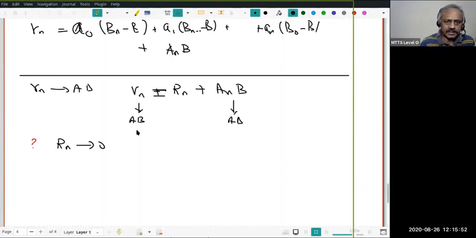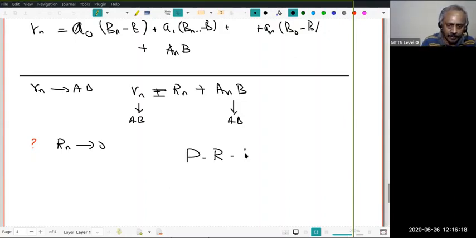I am rewriting this. Gamma n equals whatever is there, I write as R_n plus a_n b. Now I want to say gamma n converges to ab, but I know a_n b converges to ab because a_n converges to a, b_n converges to b. Therefore, the product converges to ab. Therefore, to prove this, it's enough if I show R_n converges to 0. Is that clear? Okay. That means I want to show R_n converges to 0.